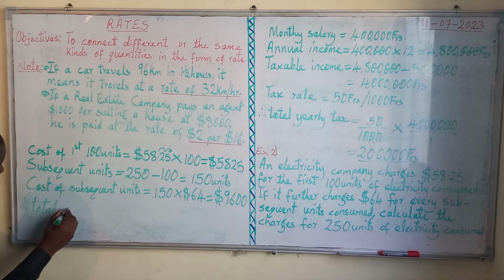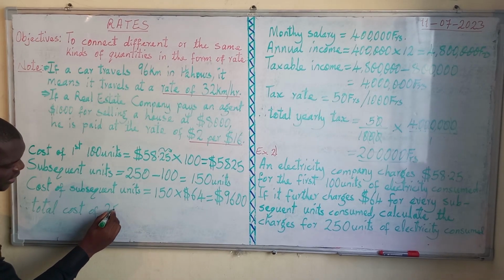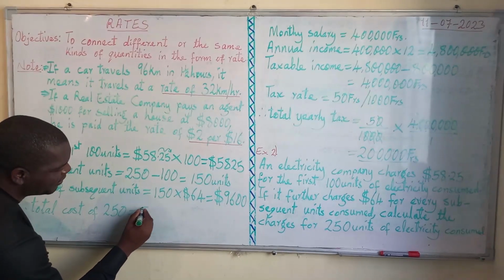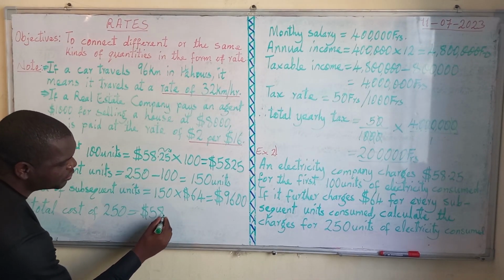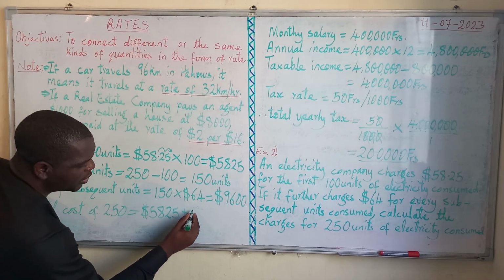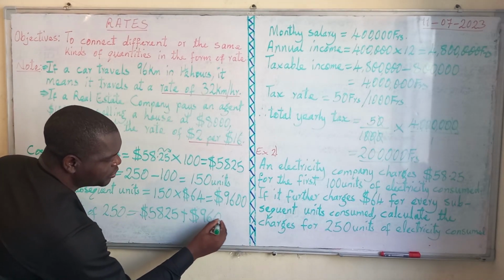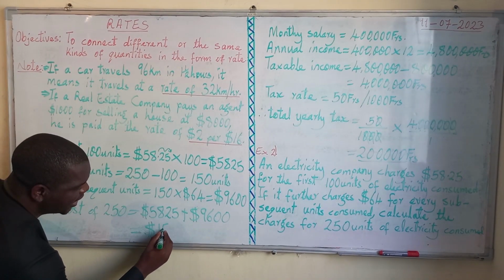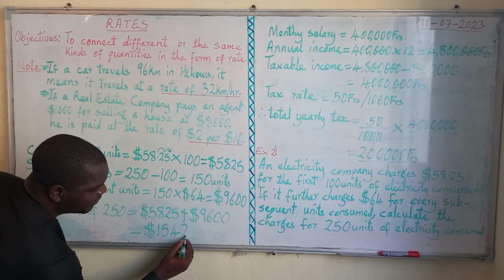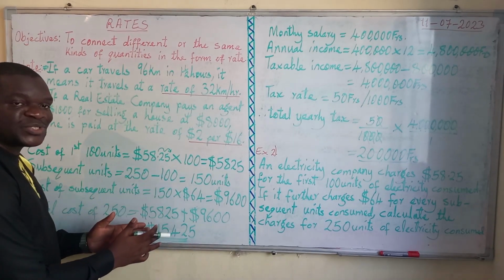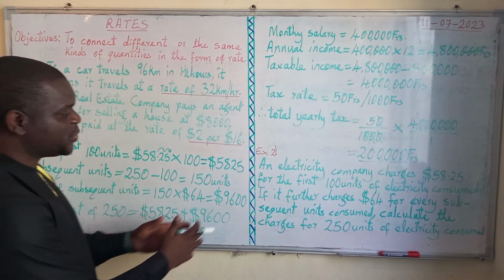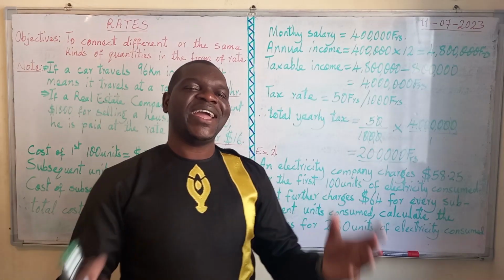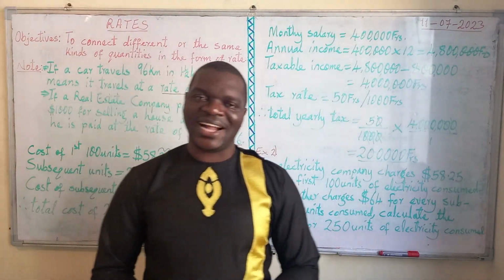Therefore, total cost of 250 units, that is all, will be equal to $5,825 plus $9,600, and this will give us a total of $15,425. This is what you are supposed to do if you are asked to calculate for electricity or for water or for any other thing as far as rates are concerned.